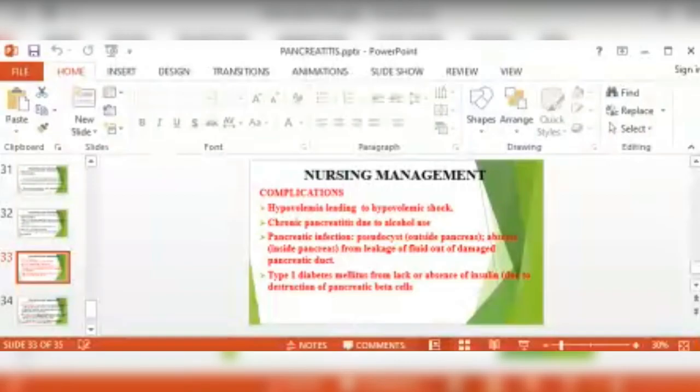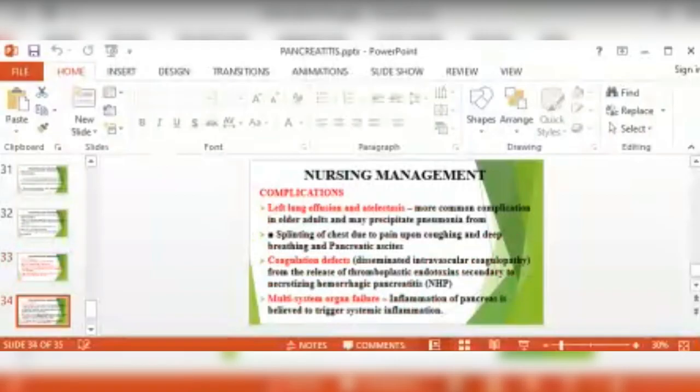Then the patient is at risk of getting type 1 diabetes mellitus. The patient is at risk of getting lung effusion or the sudden collapse of the lung, that is atelectasis. The patient is also likely to get coagulation defects like DIC, disseminated intravascular coagulopathy, and all of those.